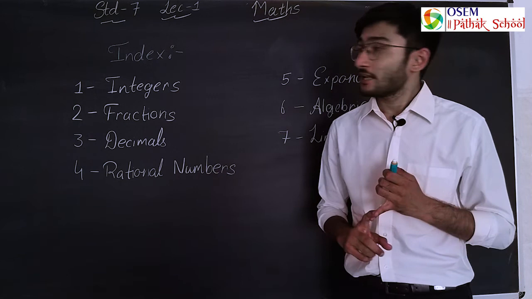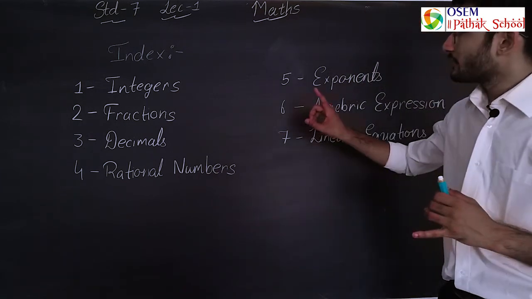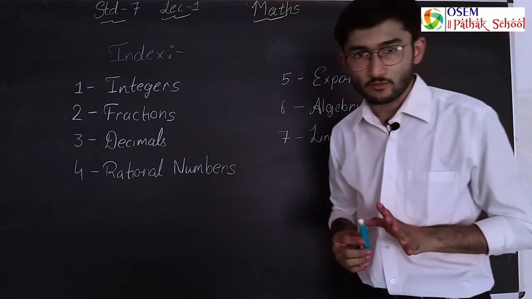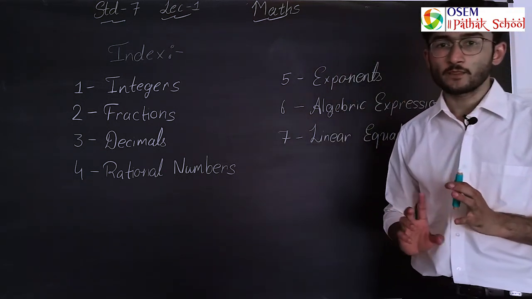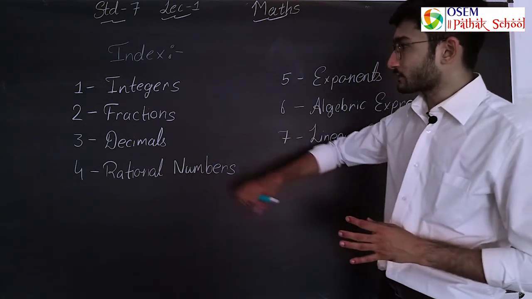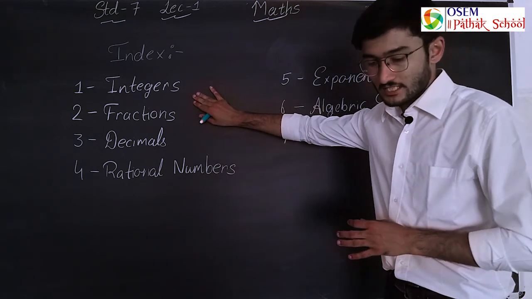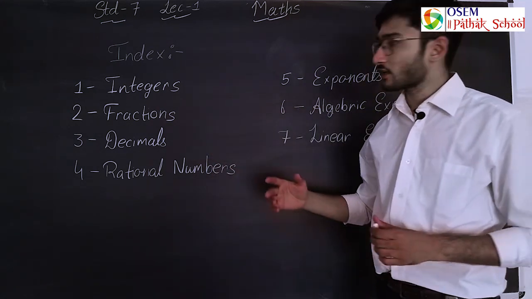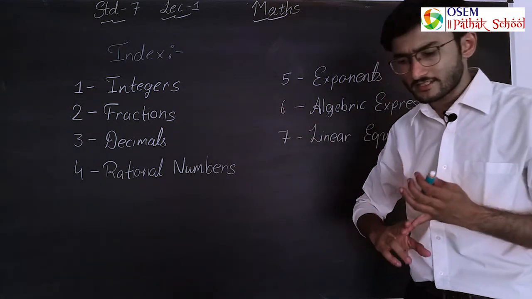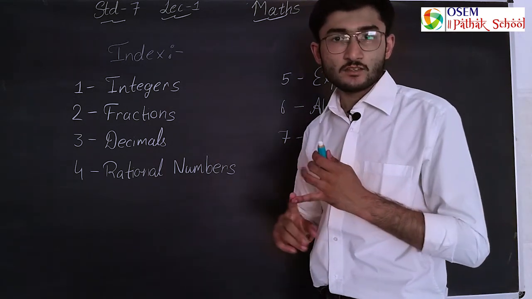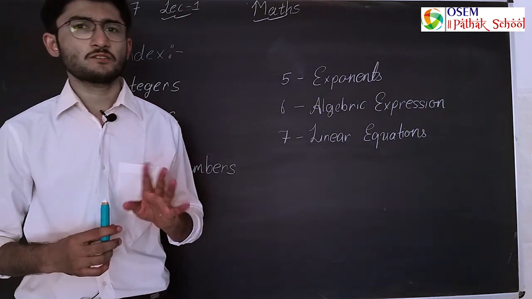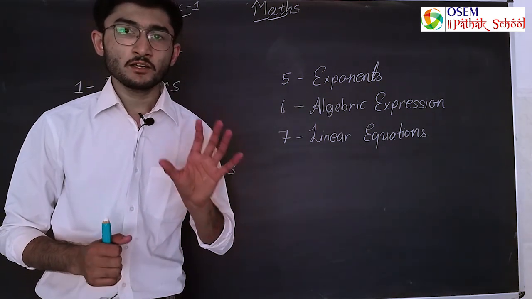Today in the first lecture, we will just go through the index of what we are going to study in SEM 1 of this year, that is 2020-21. So here are 7 chapters that are in your syllabus. The first one is integers. This chapter you have learned previously during the lockdown period, so you are all aware of what we are going to learn in integers. The basic things are addition, subtraction, and multiplication of integers. Integers are of two types, positive and negative. So this is all about the integers.